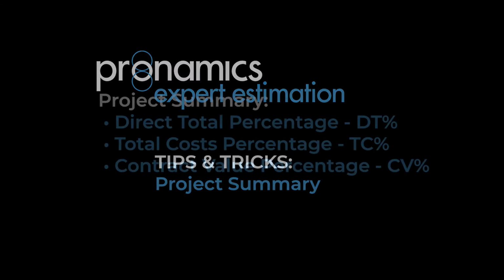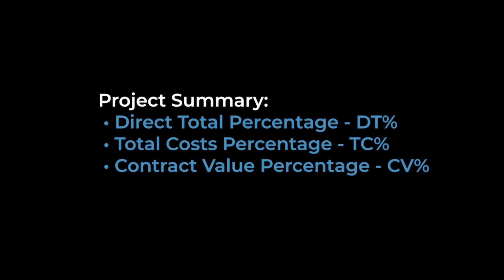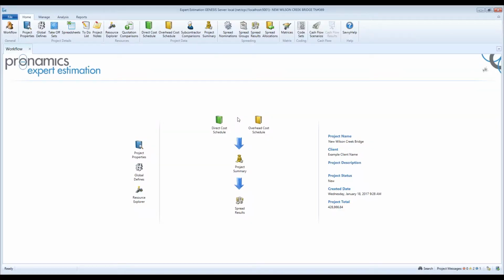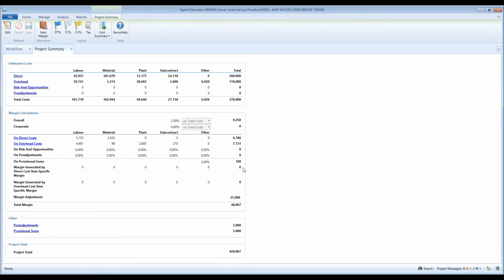Project summary: direct total percentage, total costs percentage, and contract value percentage. Here's a helpful tip. In the project summary window, 3 optional columns provide useful project analysis. The DT, TC, and CV percentage flags. The columns may be toggled on or off by clicking these buttons on the ribbon toolbar.